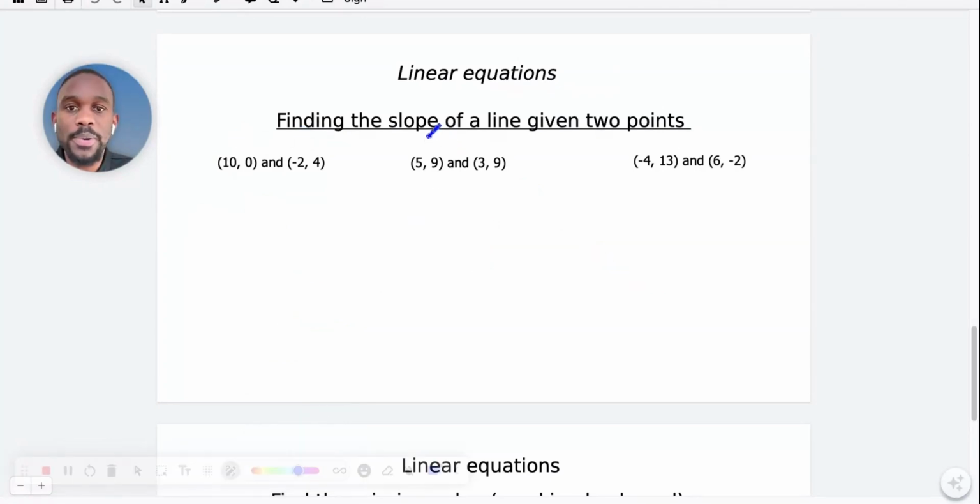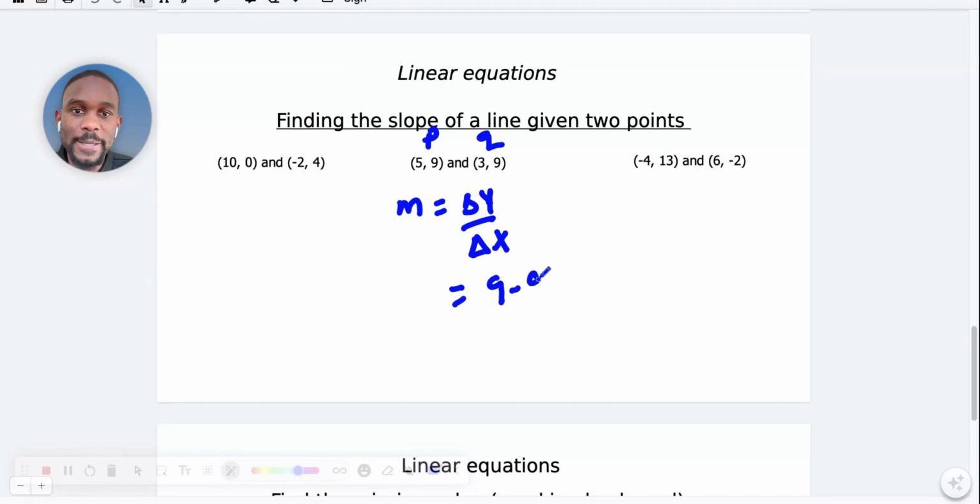And so let me call this point P and call this point Q. Let me start with P to Q. So slope is equal to the change in y over the change in x. And starting from point P, y is 9. So 9 minus 9 over 5 minus 3. So we're having this slope as 0. 0 divided by anything is 0. So meaning m here is 0.